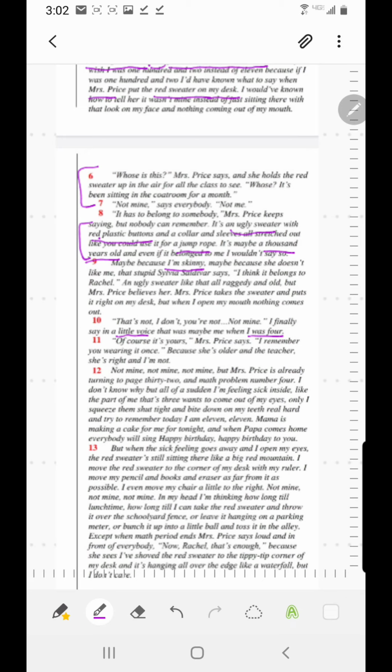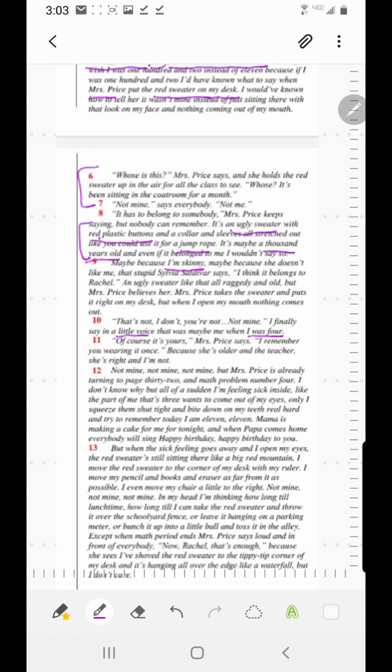And then she says, "I finally say in a little voice, that was maybe me when I was 4." Again, she's accessing that ring or that layer, that age where she felt like she had a little voice. And when you describe your voice as little, it says a lot, actually. It says that you feel like you have no power, that your voice doesn't carry. And so for her to use that word little is very telling.